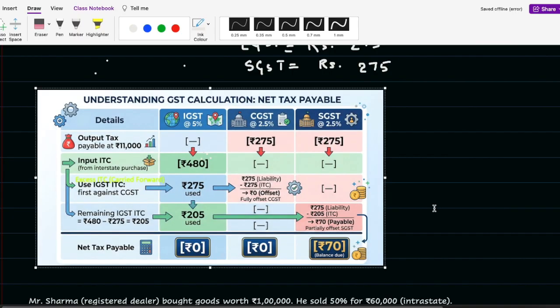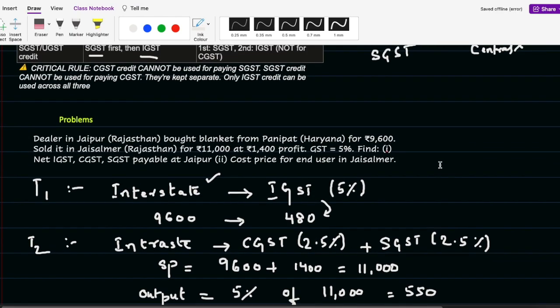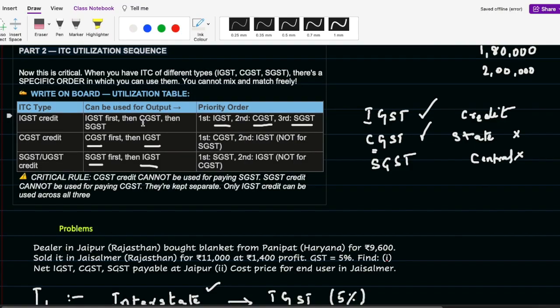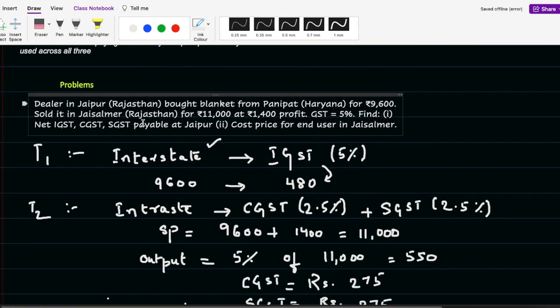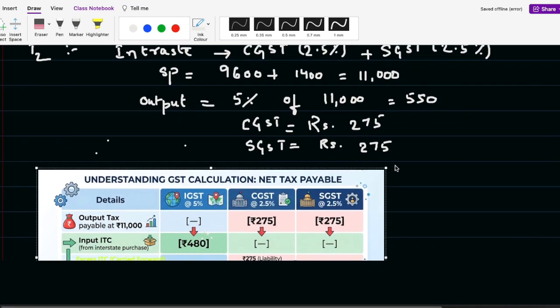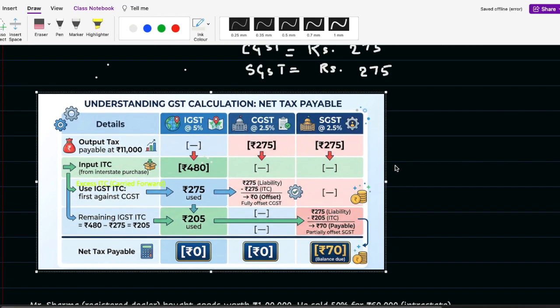Now, see this, how the sequence we have discussed just now, the sequence of utilizing the IGST, will come into picture. First of all, this dealer has paid 5% of IGST, that is 480. So he has got a credit of 480 rupees, which is in the form of IGST. Now afterwards he has got CGST and SGST. So how will he pay that off? Let's see with the help of this table.